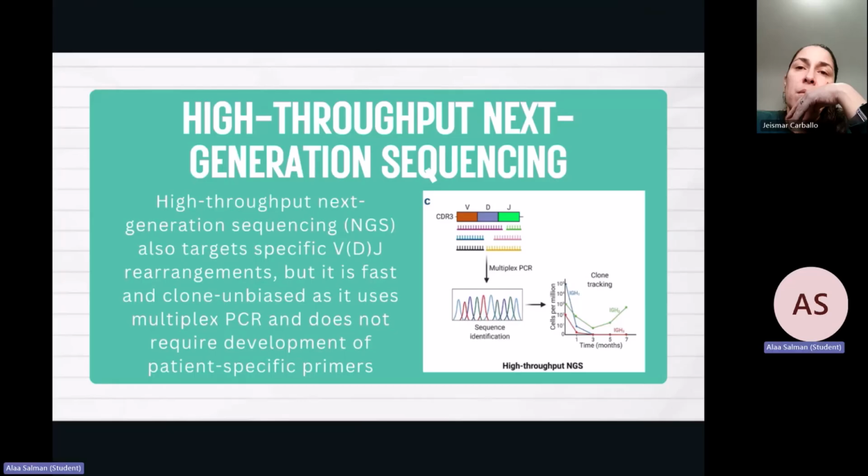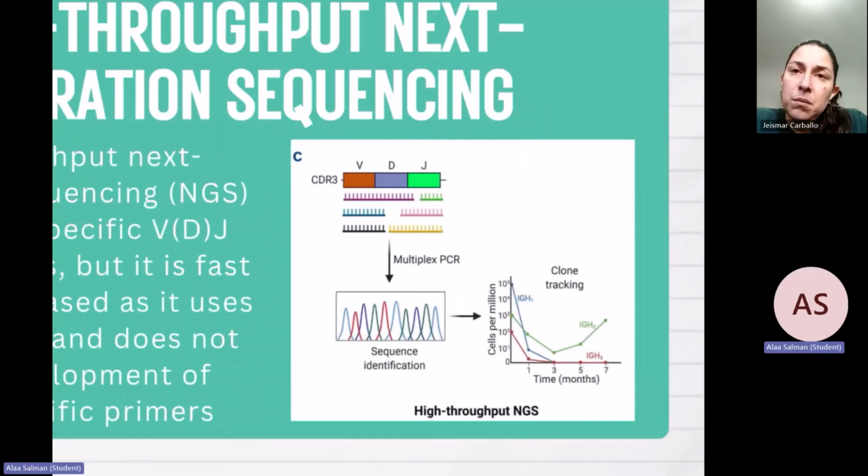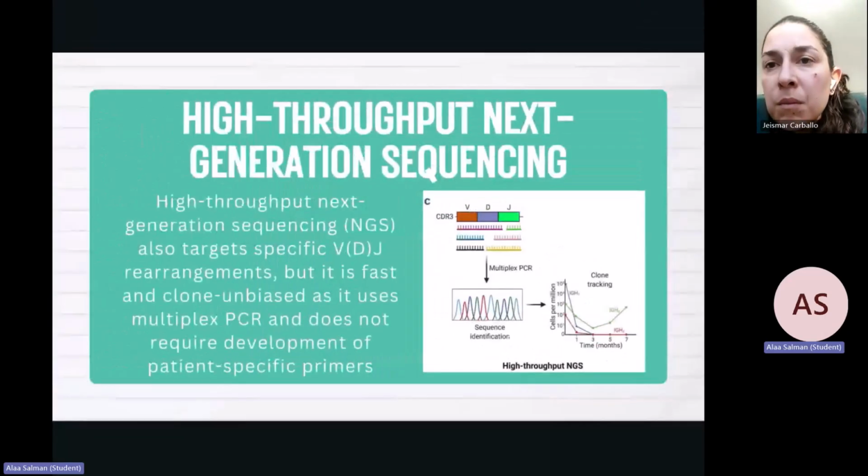The last method, which is high-throughput next-generation sequencing, also like ASO qPCR, targets specific VDJ rearrangements, but unlike it, it is fast and clone unbiased, and it uses multiplex PCR and does not require the development of patient-specific primers. These are its advantages compared to the ASO qPCR. And here in the picture, we can see how it is done, and we got the curve that can help us with clone tracking.